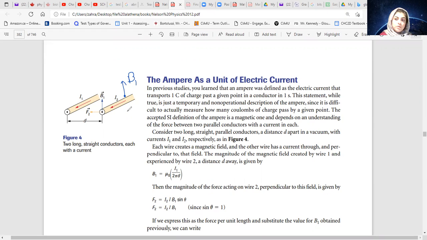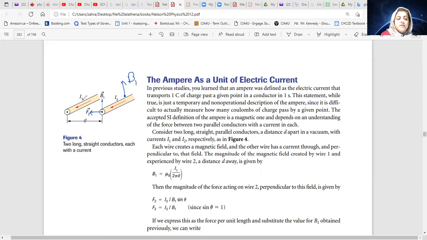Now I know the B field, I know the direction of the current, so I can find the force. Your forefinger is in the direction of the magnetic field, your thumb in the direction of the current, so your palm is facing the direction of the force. As you see, the force is in this direction.